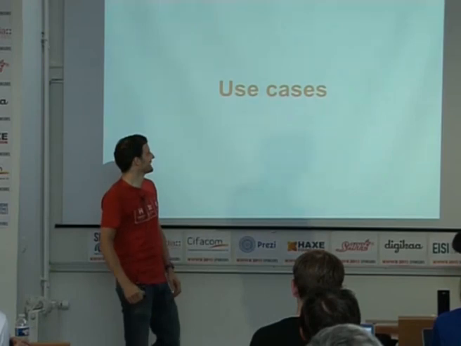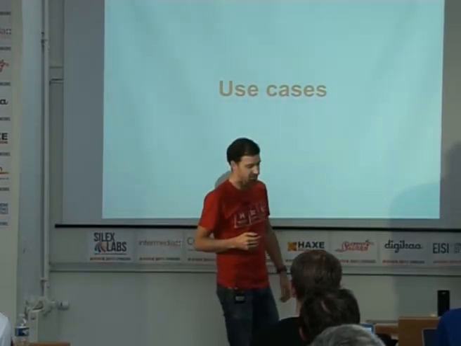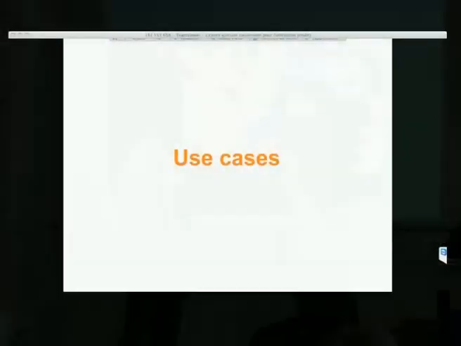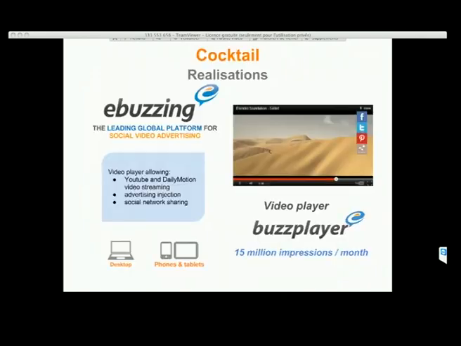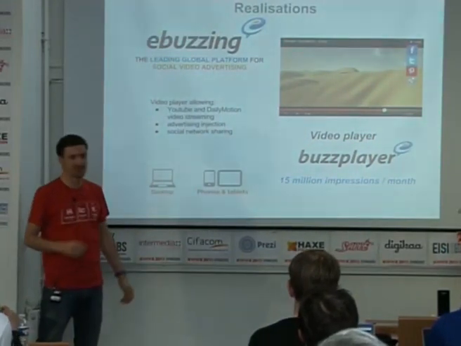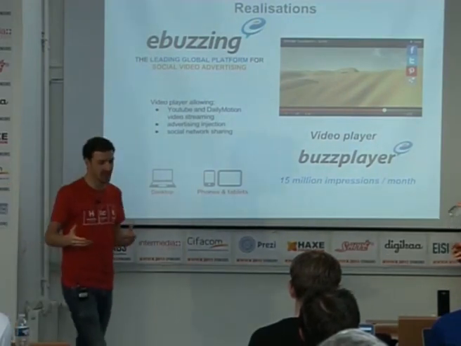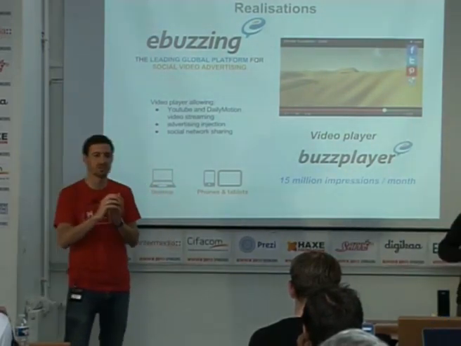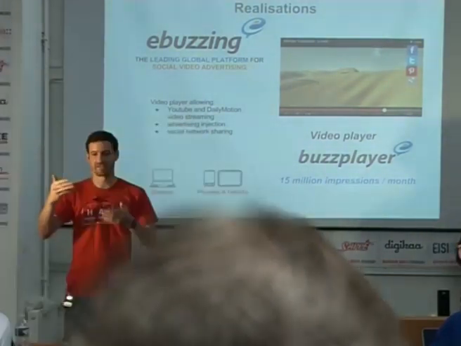Thanks. So you might think that it's maybe the way we presented it, like a prototype, but we are already using it with customers. These are two use cases that we have chosen. The first one is for eBuzzing. eBuzzing is the leading global platform for social video advertising, and they focus on advertising with video players. They take YouTube streams and Dailymotion streams, and they inject advertising before, after, over.